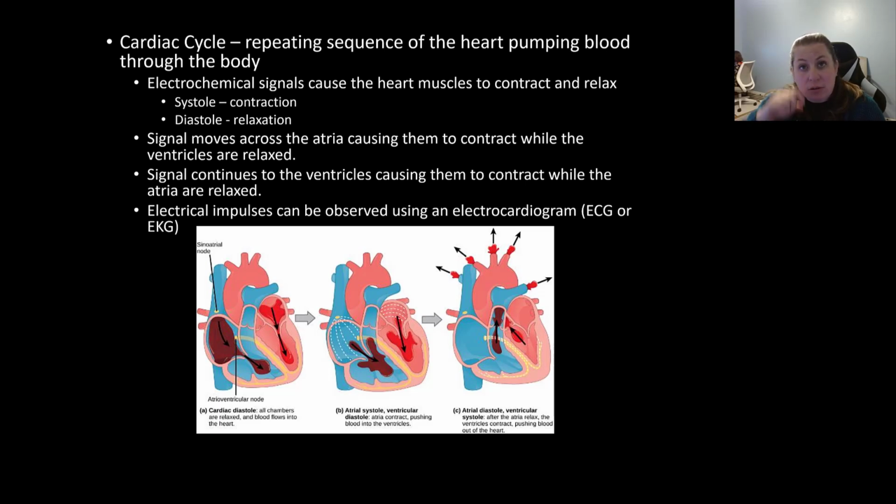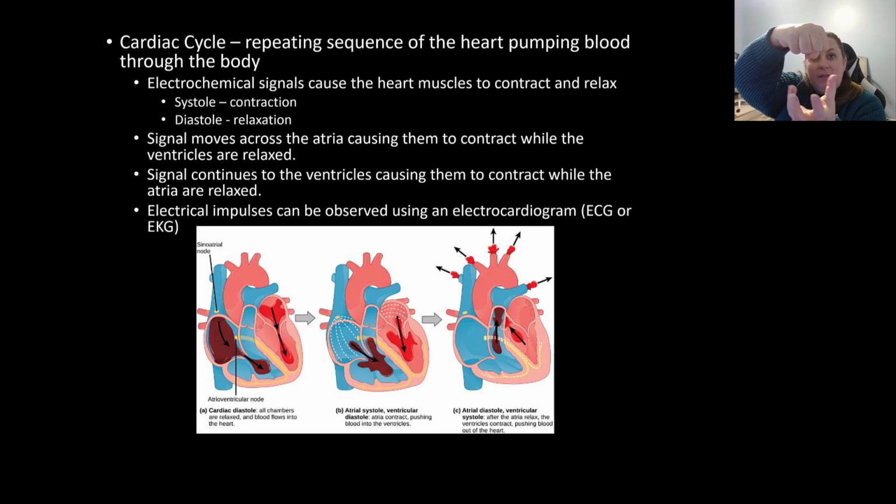So this is an electrical chemical signal that we can detect, and we can actually see the contraction and the relaxation. So systole is the contraction, diastole is the relaxation, but your heart never fully relaxes with pressure, and this is what your blood pressure is. The top number is when it's contracting, the bottom number is when it's more relaxed, so like 120/80. The signal then moves across the atria, causing them to contract first, so they contract, and then the ventricles are relaxed.